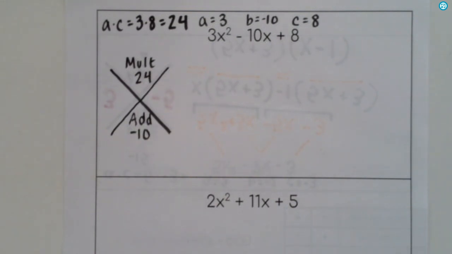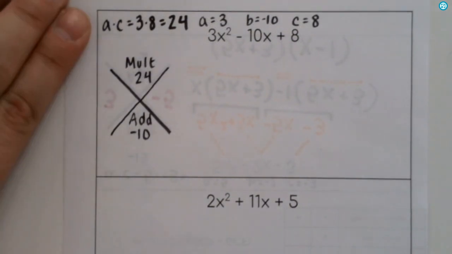6 and 4. So close, so close. 2 and 12. No, that's 14. So 6 and 4 both add together to be positive, or 6 and 4 and 6. I heard two people say that. That adds together to be positive 10. How in the world can I add together to be negative 10? Make them both negative. So negative 4 and negative 6 is what I'm going to do.